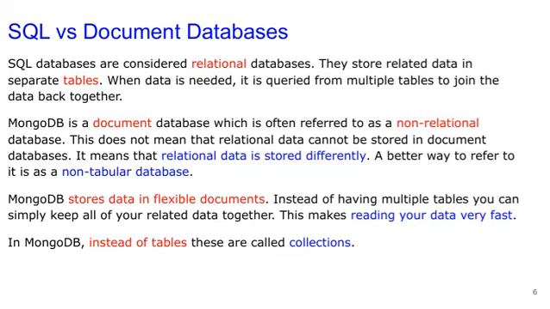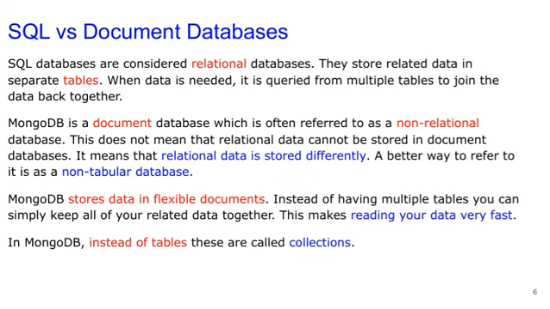Let's take a closer look at SQL versus document databases. SQL databases are what we call relational databases. They store related data across separate tables, which means when you need to retrieve data, you often have to query multiple tables and join the data together. This process is very structured and works well for many traditional applications.